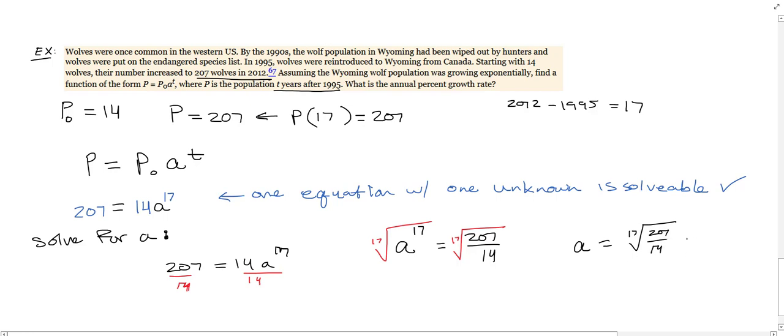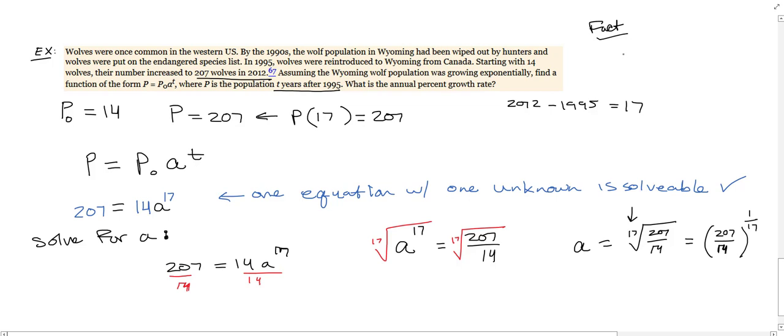But you can rewrite any radical with an exponent if you make it a fraction. So this is 207 over 14, and then the index right here in your radical goes in the denominator of a fraction. So this is 1 over 17. So these are equivalent when you rewrite that.